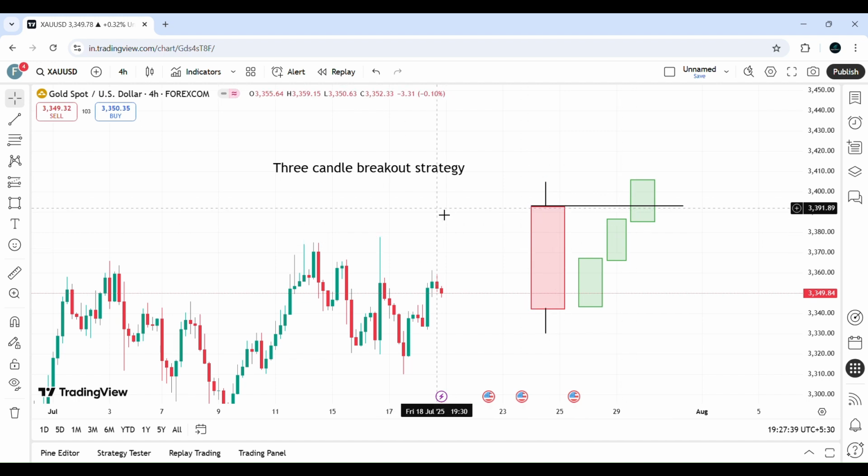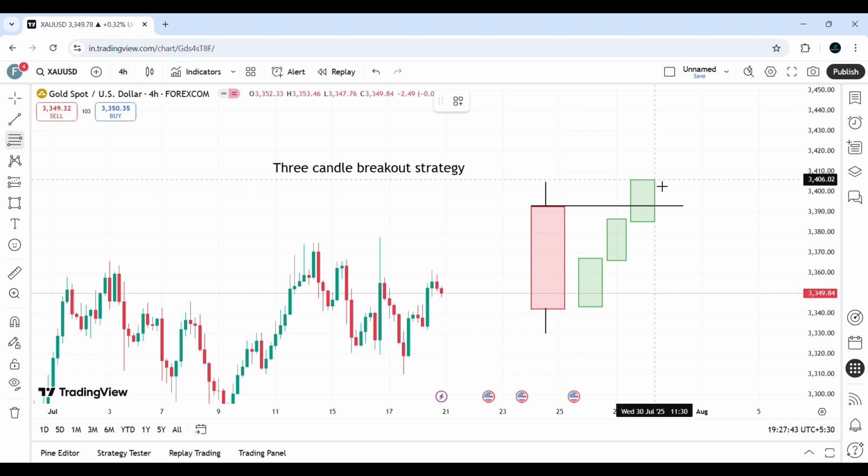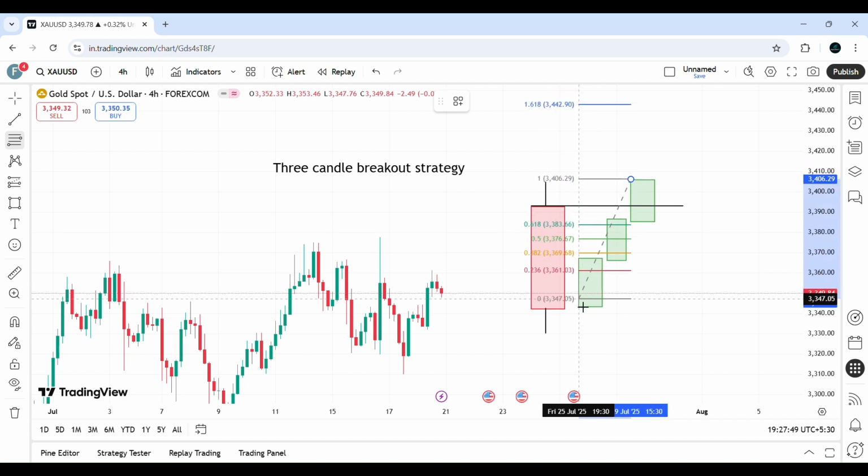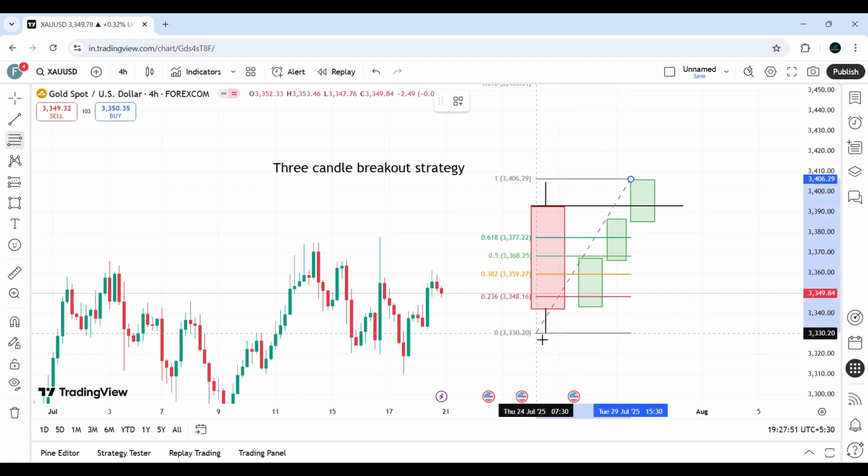So what you do is you take the Fibonacci tool, and from the closing of the bullish candle which broke the bearish candle, you pull it to the recent low. This is how you would pull the Fibonacci, and this is the area where we would be looking for entries. As soon as price returns to this Fibonacci area, we take our entry.